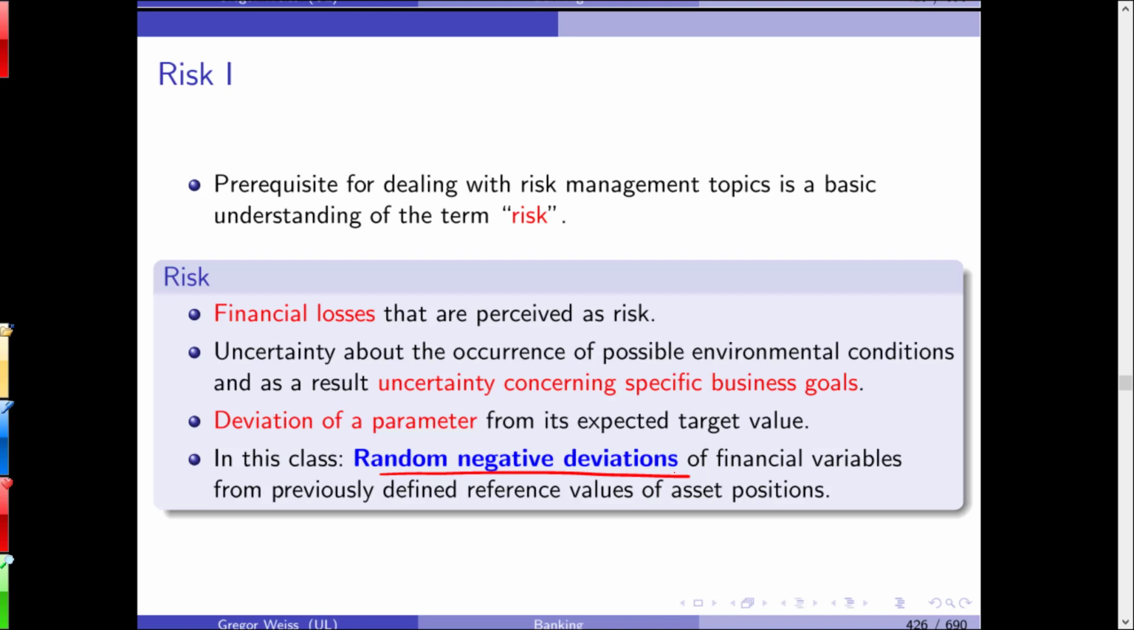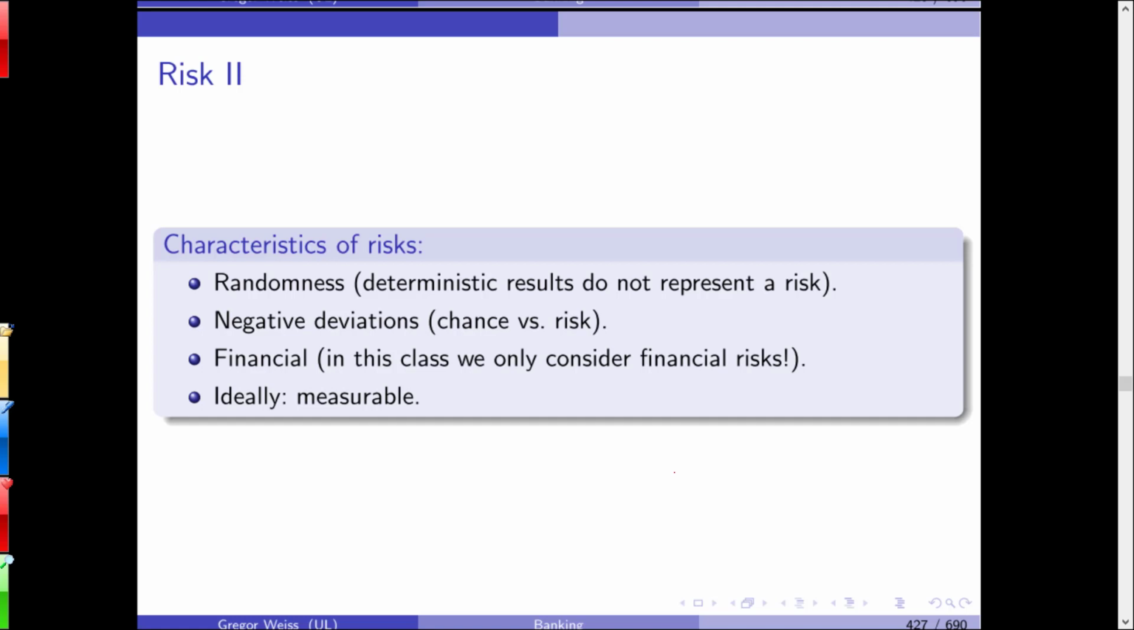Why? Because this is what we can manage. We cannot manage uncertainty that we will win the lottery or that we will have bad business in the next month. We can only competently manage risk understood as the possibility of financial losses. So what are some characteristics of risk? It's random. It's a negative deviation, chance versus risk.